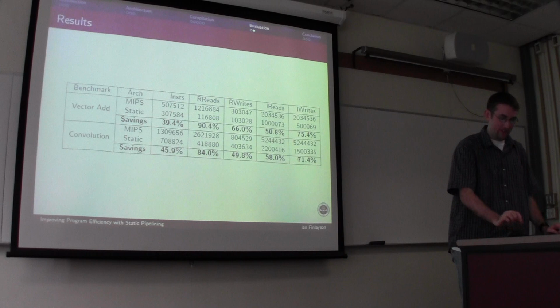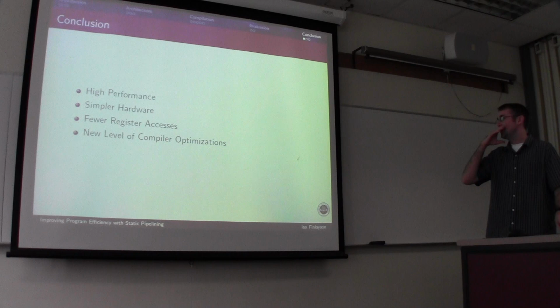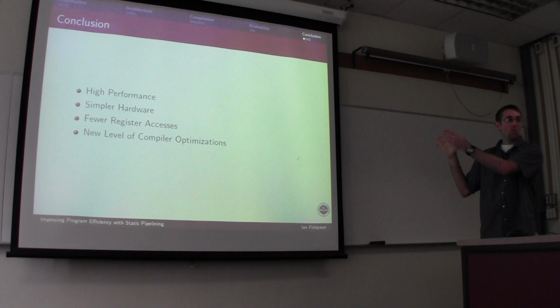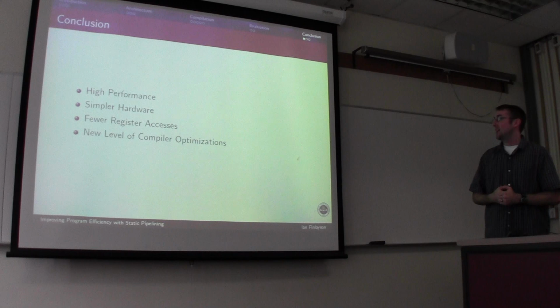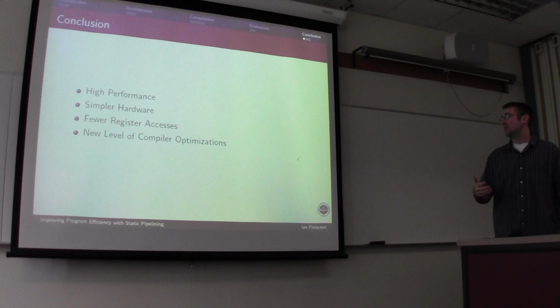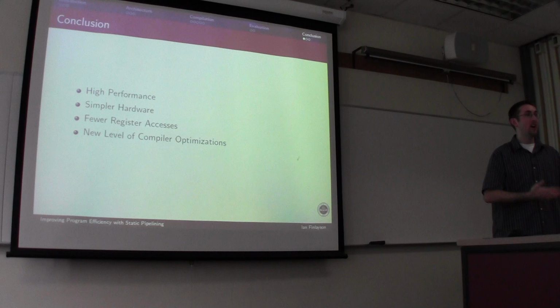Well, those were the results we got. So in conclusion, at least in these examples, we were able to achieve the high performance that instruction pipelining gives you, because we don't have to do any more work sequentially, and we also decrease the number of instructions. We have simpler hardware because we don't have to do pipeline register reads and writes, forwarding and hazard detection. We've also decreased the number of register accesses and opened up a new level of compiler optimizations, because these individual registers are now visible to the compiler and it can optimize the transfers between them.